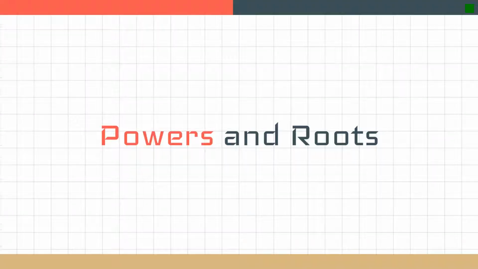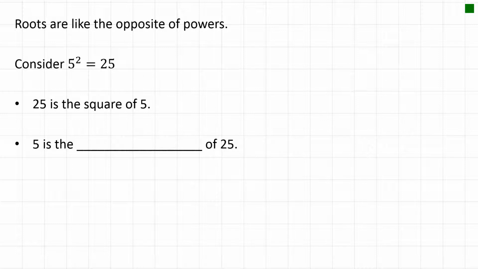Powers and roots. Roots are like the opposite of powers. So consider 5 squared equals 25. 5 squared is a symbol to represent 5 times 5. So 5 squared is equal to 5 times 5, which is equal to 25.